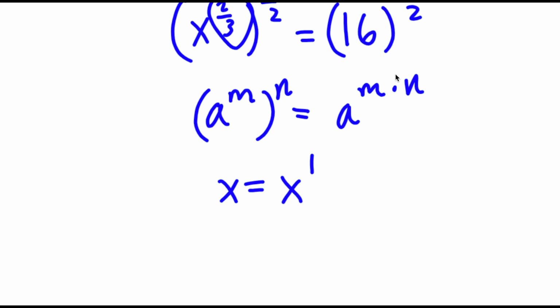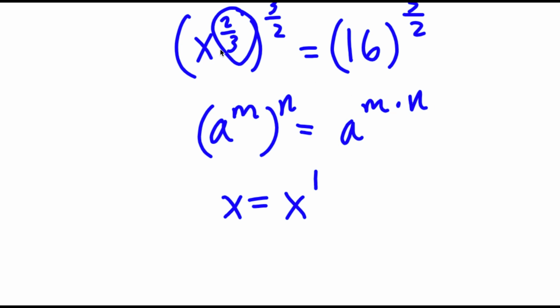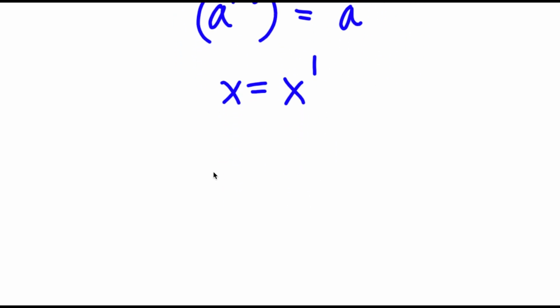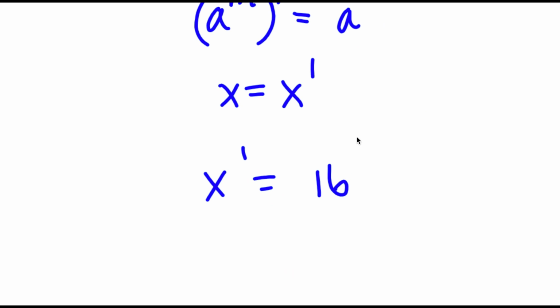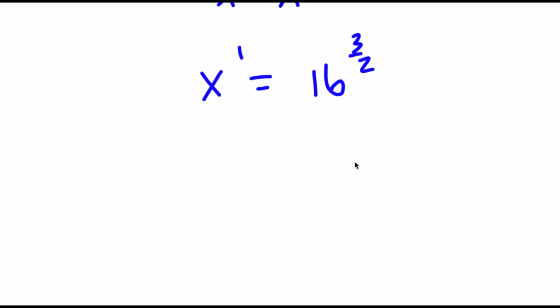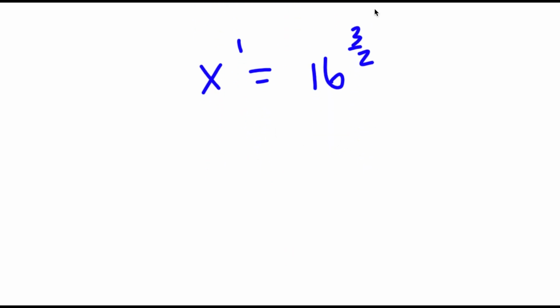So now, because if I have something in the form a to the power of m to the power of n, this is equal to a to the power of m times n, x to the power of 2 over 3 to the power of 3 over 2, that's x to the power of 2 over 3 times 3 over 2, which is simply 1, and this is equal to 16 to the power of 3 over 2. So I have x equals 16 to the power of 3 over 2, and we actually have to simplify this a little bit.